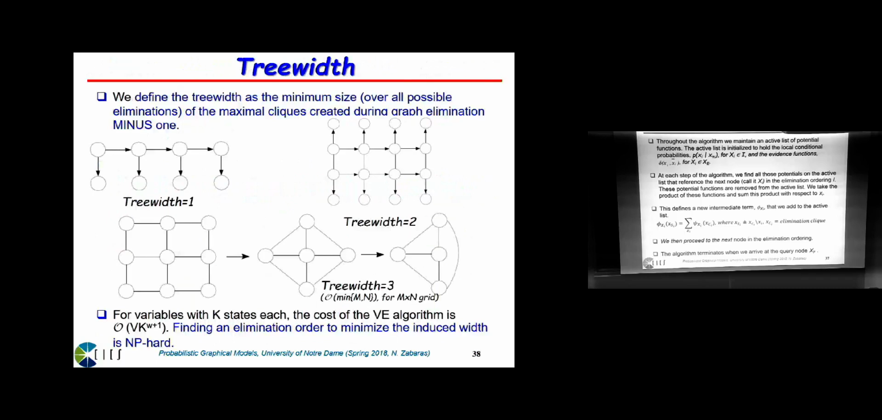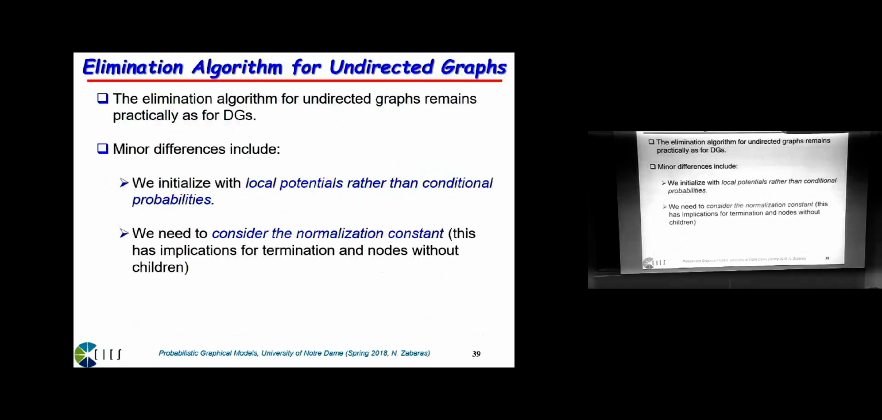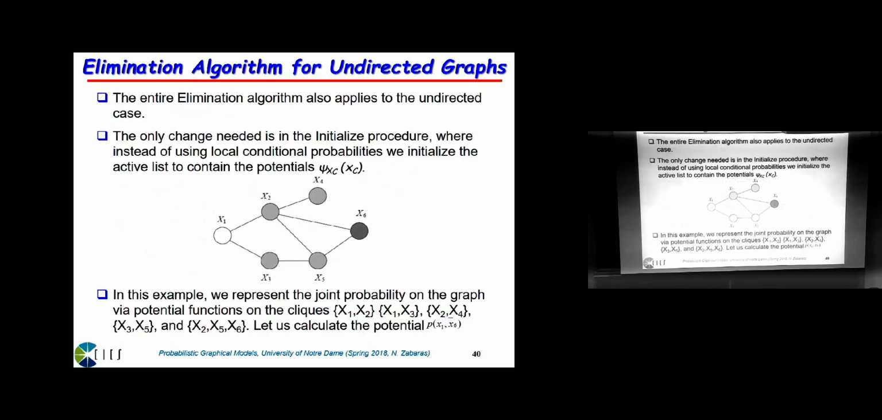Okay, so let's see where the situation is. So we're going to discuss this elimination algorithm for undirected graphs. And the only thing that I want you to know, which will be our next lecture, is there are no conditional probabilities in undirected graphs the way we had them in directed graphs.